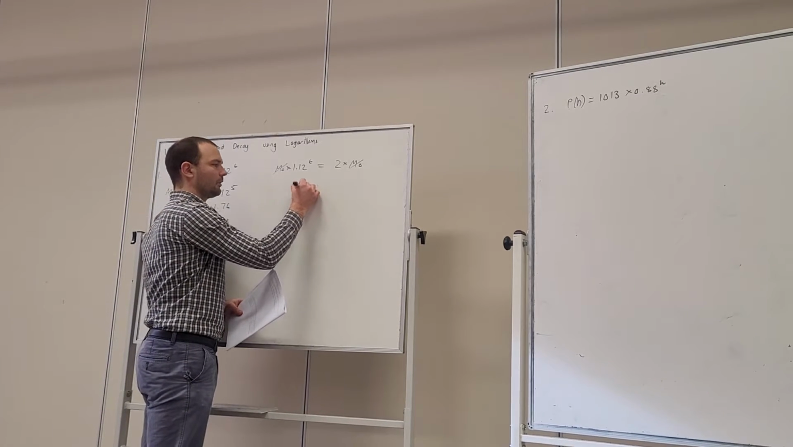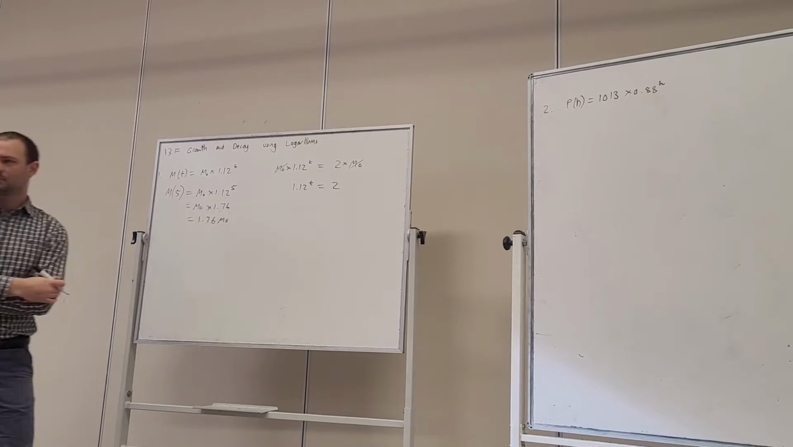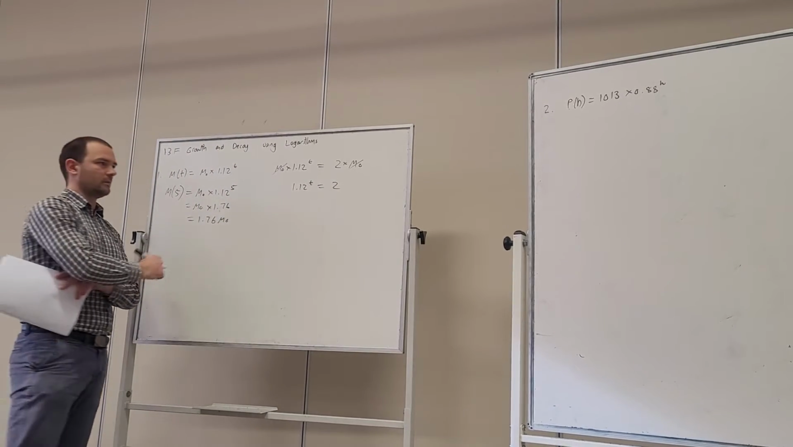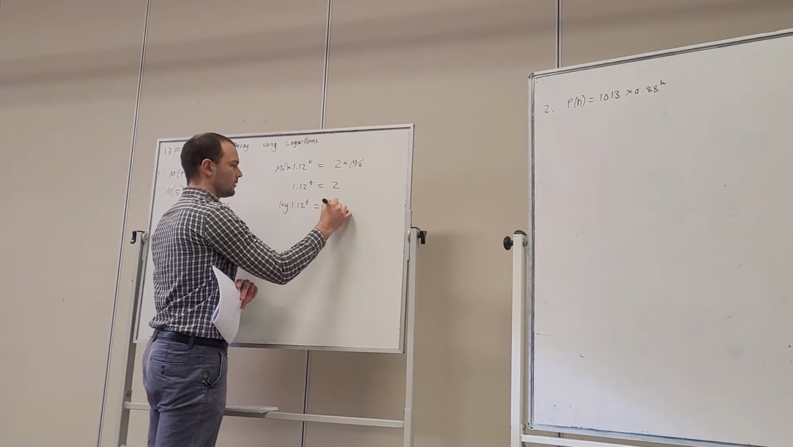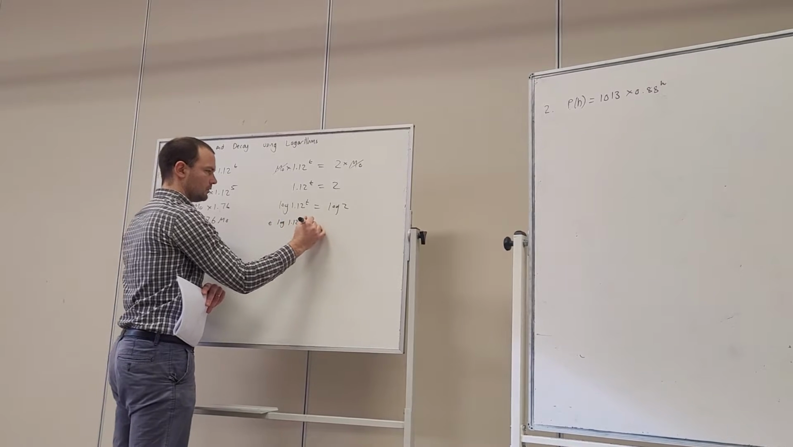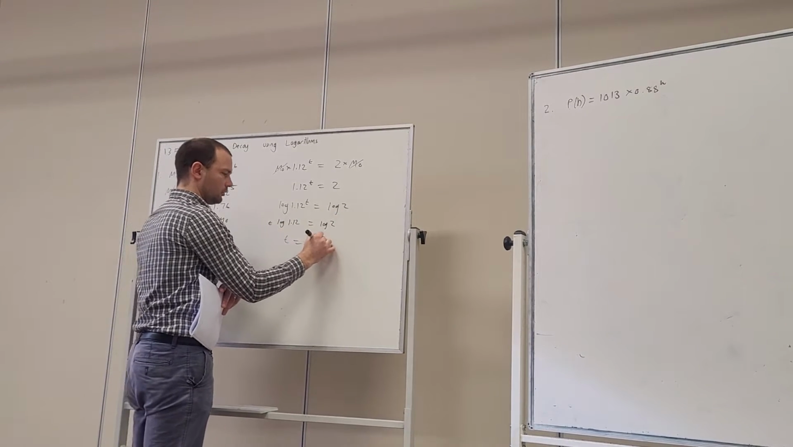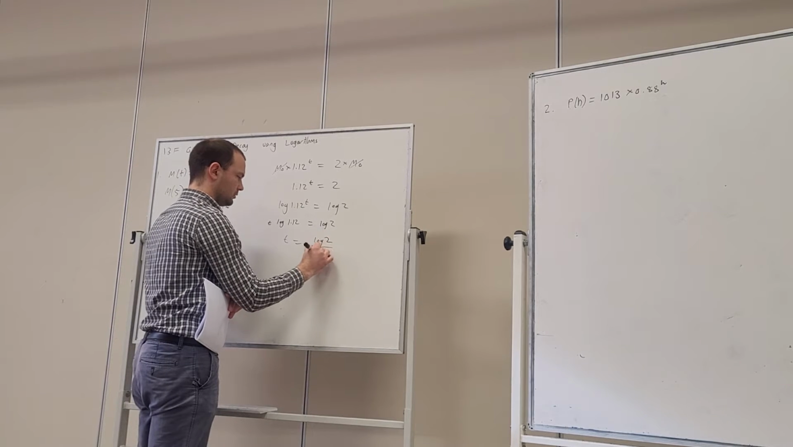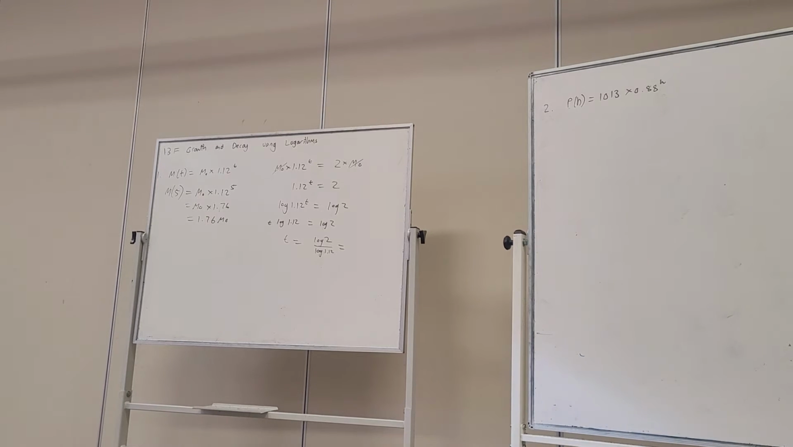So what are we left with? This equation, 1.12 to the power of t equals 2. We can solve that using logarithms. We're going to log both sides, bring the power down, and then divide both sides by log 1.12. And then let's round to a few figures to answer in the context of the question.